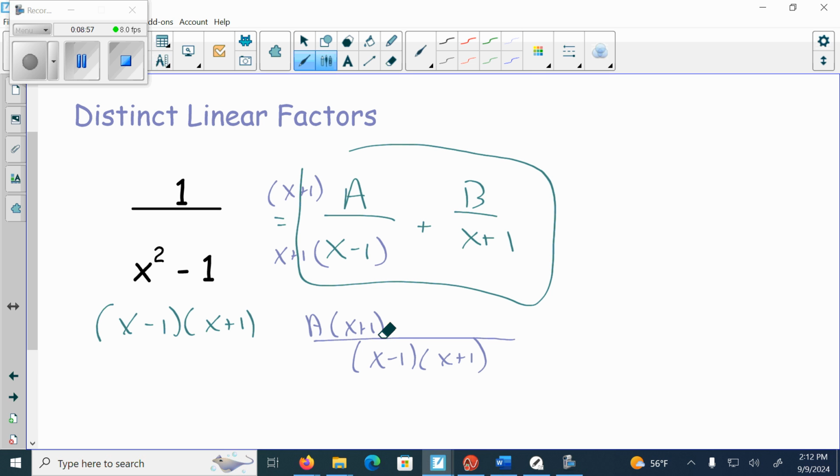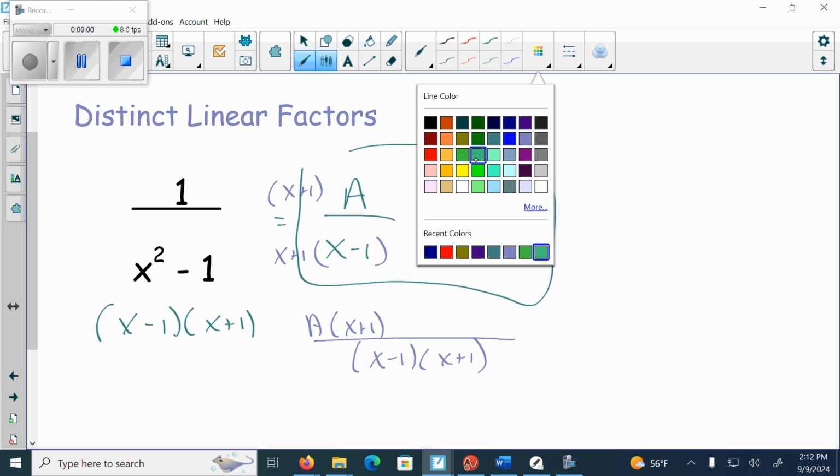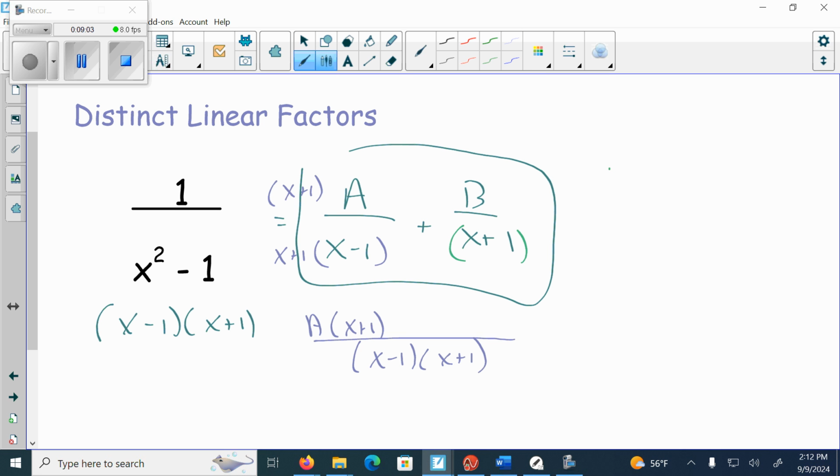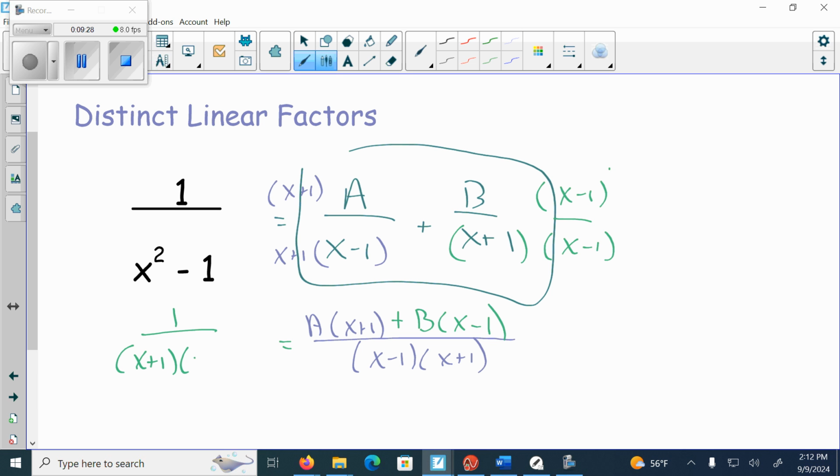Yeah? And then here, I would have to multiply x plus 1 by x minus 1. So here I'm going to have this plus sign, and then B times x minus 1. Okay? And that's equal to this fraction that I originally started off with, which is 1 over x plus 1, x minus 1. Since these denominators match, do I need them to find A and B? No. So I'm going to ignore them for a second.